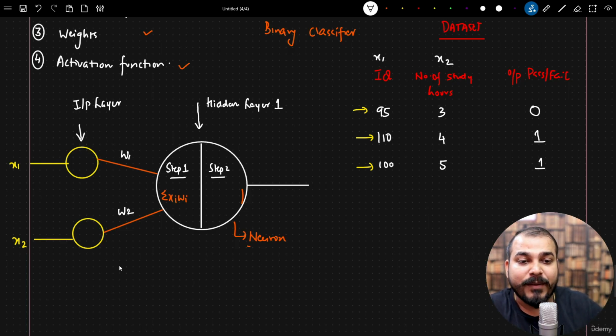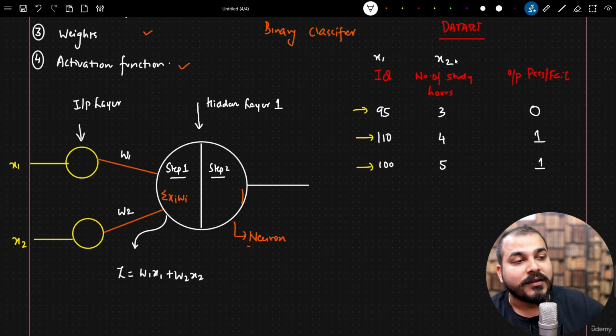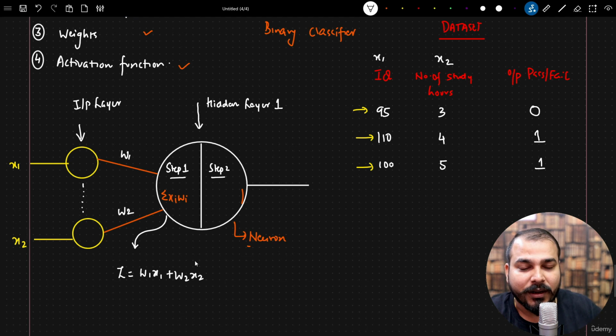So in short, if I denote this by z, my step 1 will be denoted by z. I'm going to perform an operation like w1 x1 plus w2 x2. Since I just have two inputs, I have written x1 and x2. Like this, I can have any number of inputs. That basically means I can have any number of features. Input is never restricted, but with respect to the hidden layer, I'll just have one neuron in the perceptron. That is the reason we call it a single layered neural network, right?